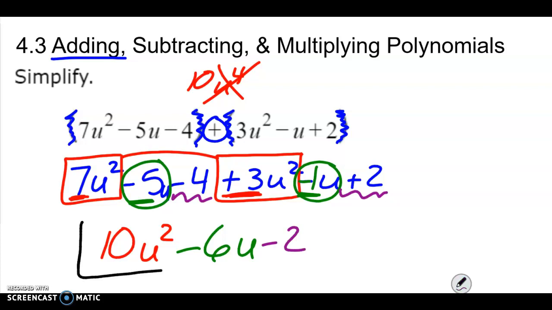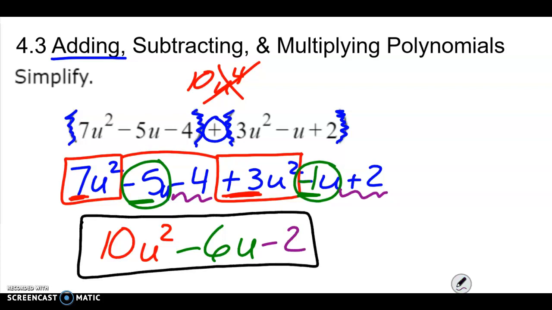And once you have no more like terms to combine, we've got a u squared, a u, and a constant. I can't combine any more of those together. You're done. That's completely done. That's as far as you can go. That'd be your final answer.